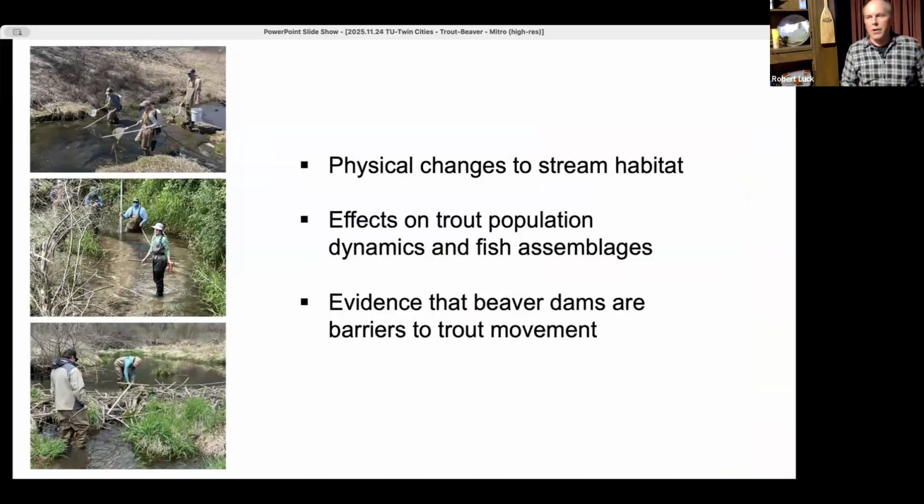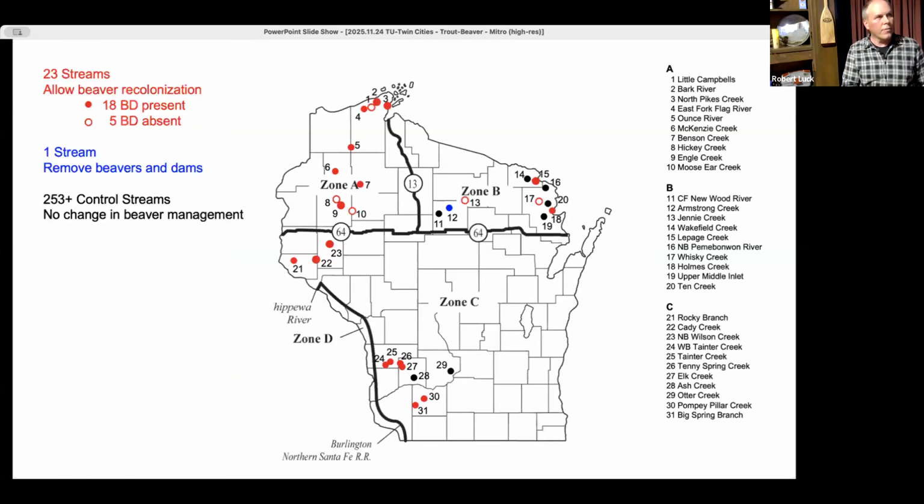So the observations that we've seen as part of the study are classified into three broad areas: the physical changes that we see to streams due to beaver dams being built on them, the effects on trout population dynamics, and also the broader fish assemblages that you may see in streams. And then one I think is particularly important is evidence that beaver dams are in fact barriers to trout movement. I'll spend a little time on that in detail.